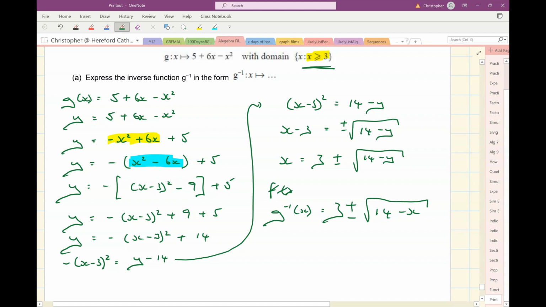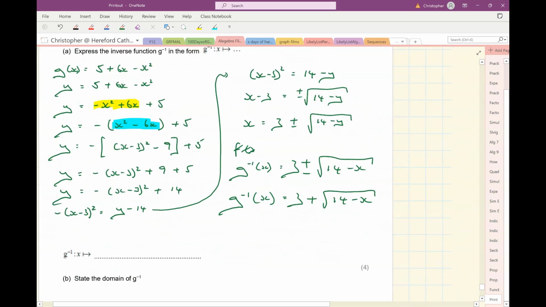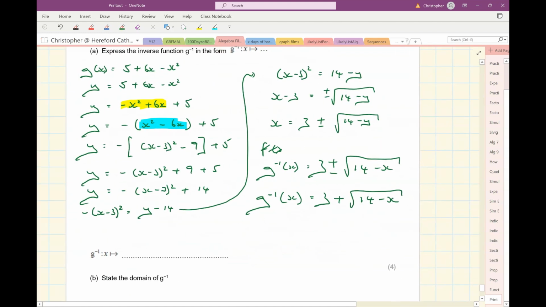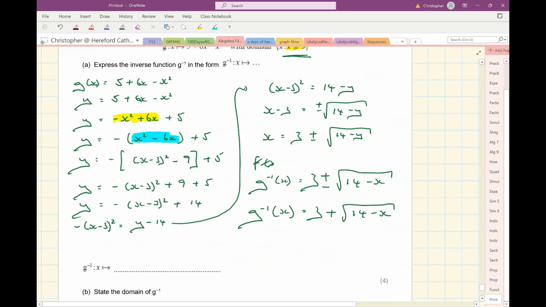You know that x has to be greater than or equal to 3. So in fact, it must be 3 plus something. It certainly can't be 3 minus something. So that is the inverse function. Okay, and I'm asked to write it in a certain form, aren't I? So I'll write that down here. x is going to be transformed to 3 plus the square root of 14 minus x.